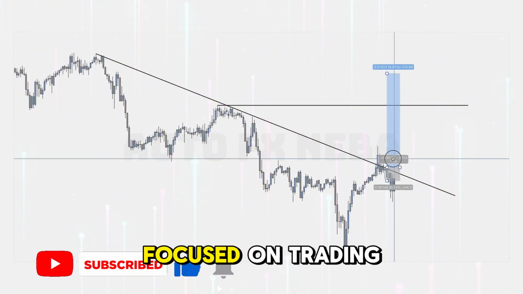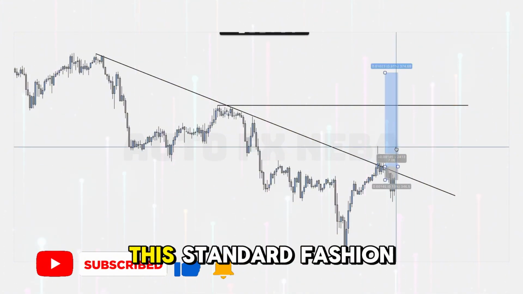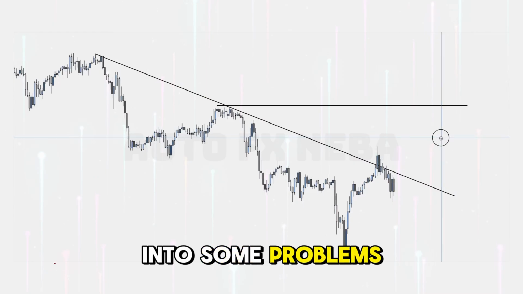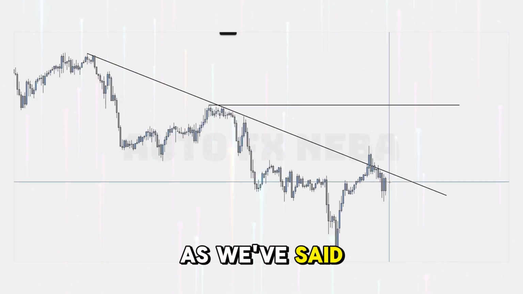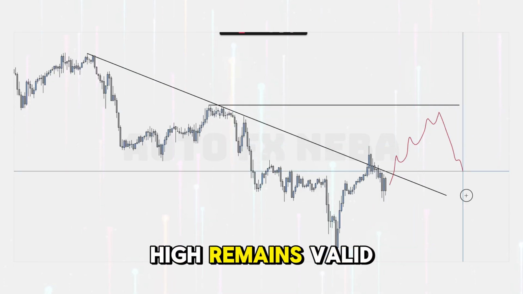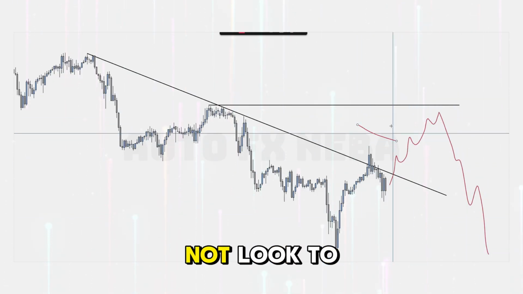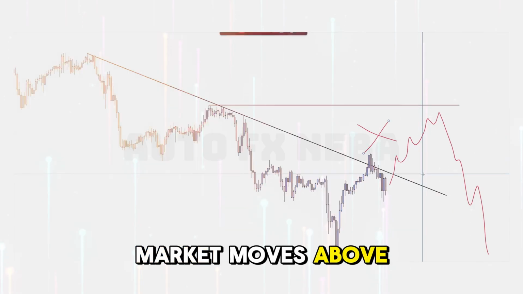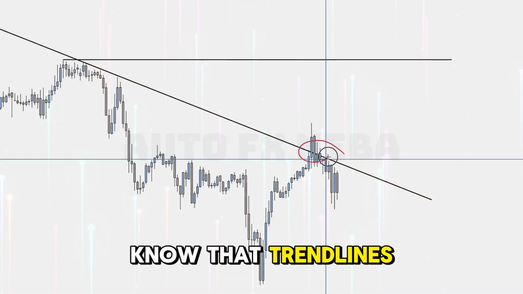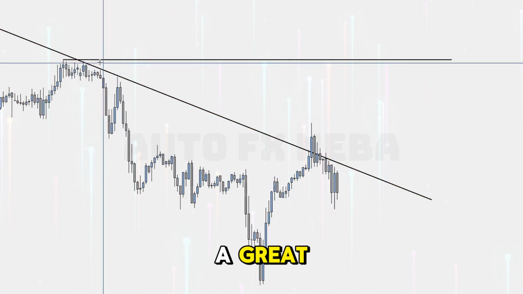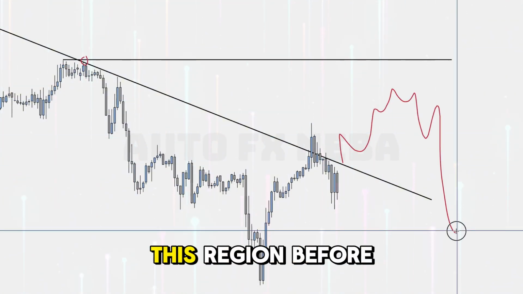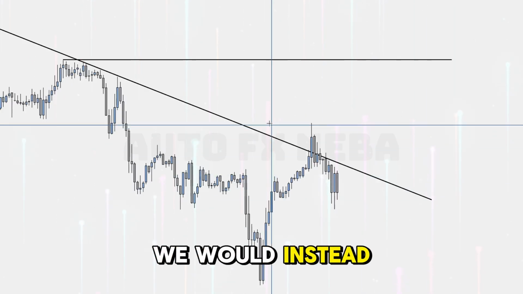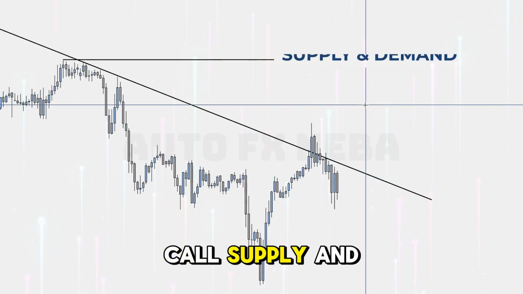So if you're focused on trading trend lines in this standard fashion, you're going to run into some problems there because you're not moving with the real structure. As we've said, anywhere underneath this high remains valid for shorts, and we should not look to buy if the market moves above. And because we know that trend lines are not such a great thing to use for entries, because of course the market could come anywhere into this region before selling off, we would instead opt to use something that I call supply and demand.